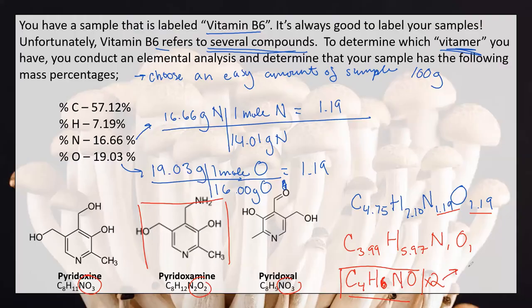This does not work in stoichiometry. This will not work for balancing equations, but we can see that if we bump up our empirical formula twice, we get the molecular formula. So we know that our unknown sample was this vitamer, and it can't have been any of these other 2.